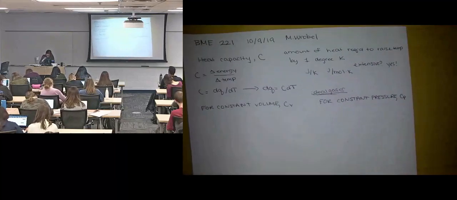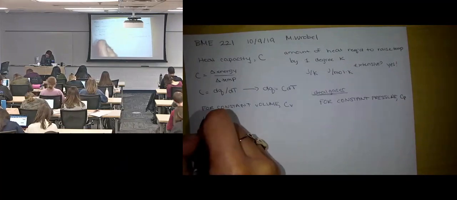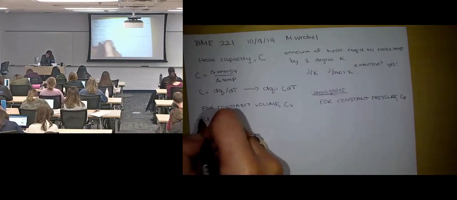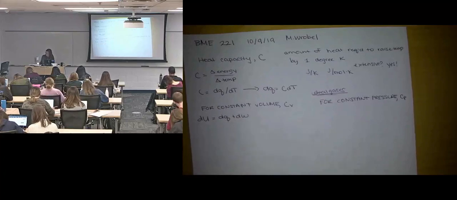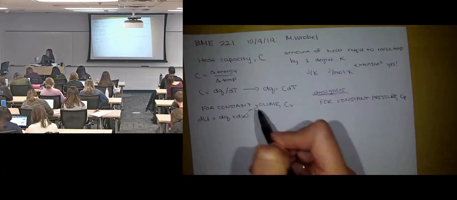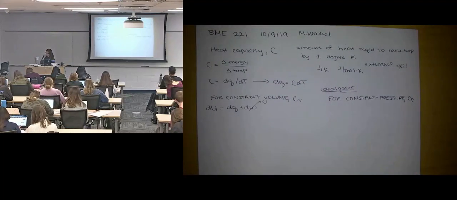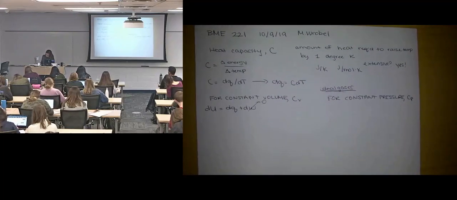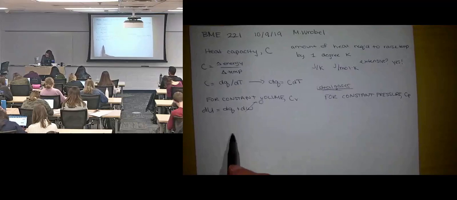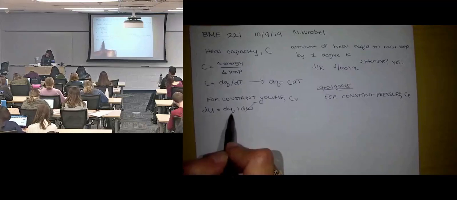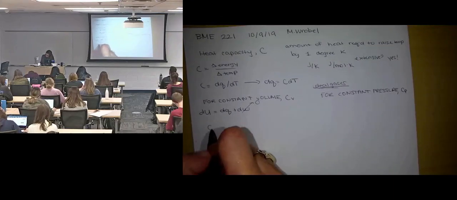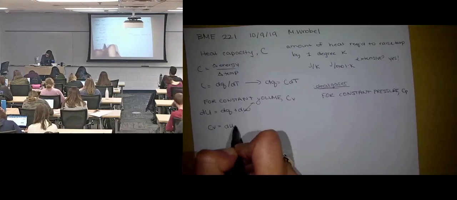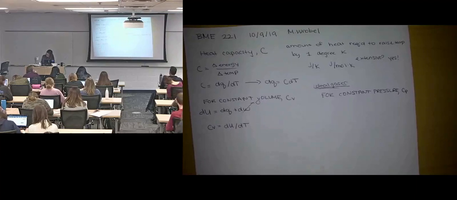So for the constant volume case, remember that we have our first law of thermo, dU equals dq plus dw. dw drops out because there's no work done. Okay, so we have 0. So then since dU is equal to dq, we can plug dU into the equation that we have above. So C sub V would be equal to dU/dT. Okay, instead of dq/dT, dU/dT.